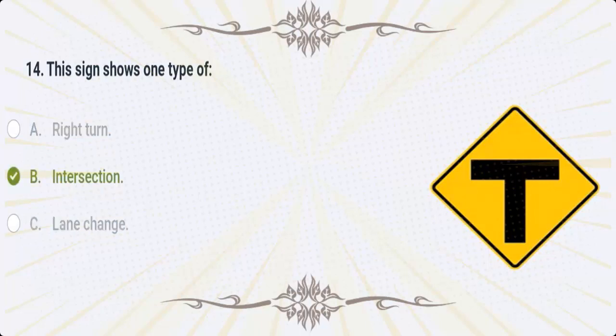B. Intersection. Warning signs are usually yellow with black markings. This sign warns that your current road ends at an intersection straight ahead. Slow down and prepare to yield or stop before turning right or left.